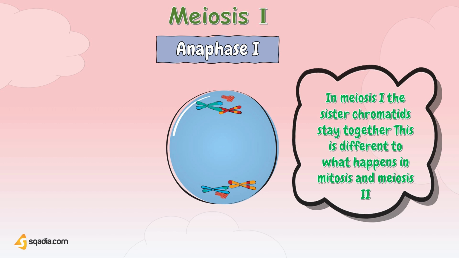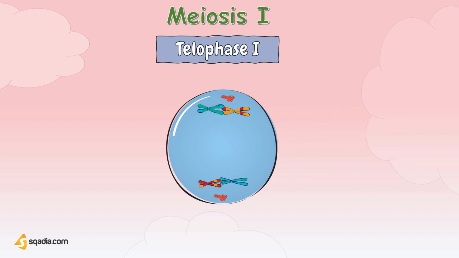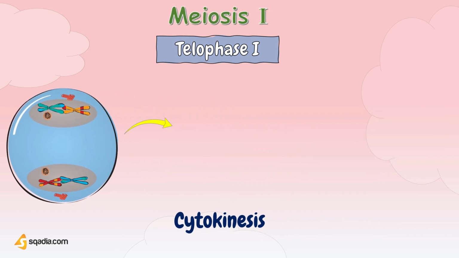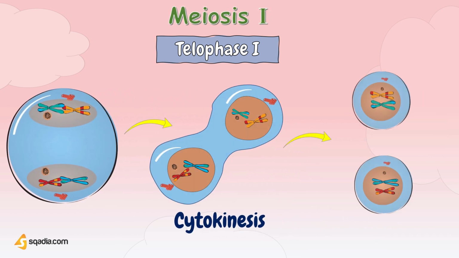This is different from what happens in mitosis and meiosis 2. The chromosomes complete their move to the opposite poles of the cell. In telophase, at each pole of the cell, a full set of chromosomes gather. A membrane forms around each set of chromosomes to create 2 new nuclei. The single cell then pinches in the middle to form 2 separate daughter cells, each containing a full set of chromosomes within a nucleus. This process is known as cytokinesis.